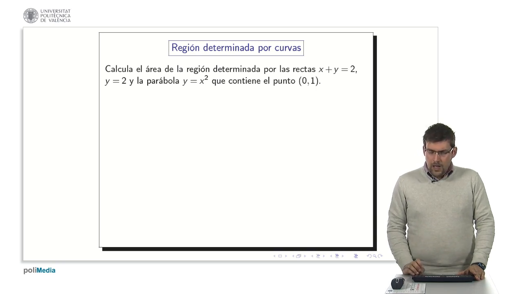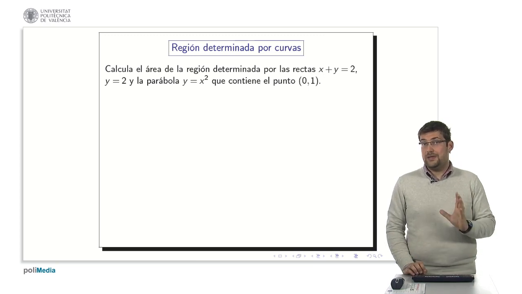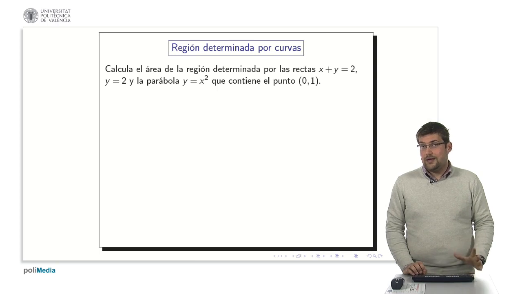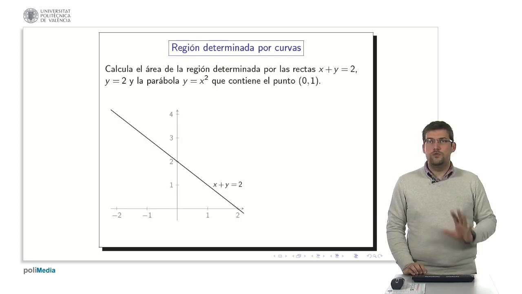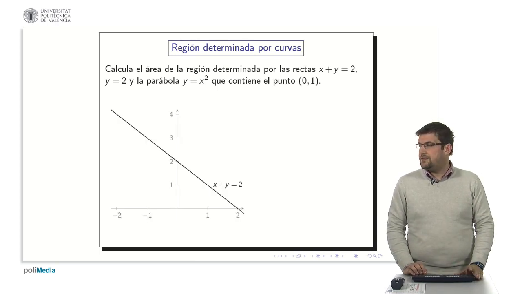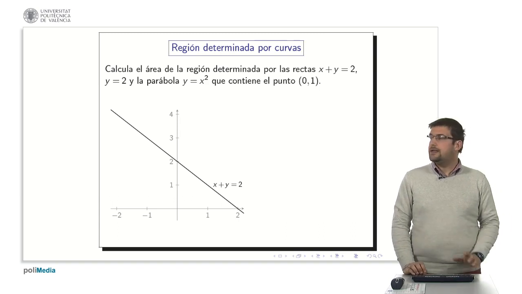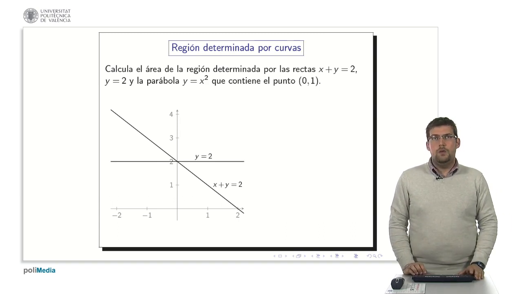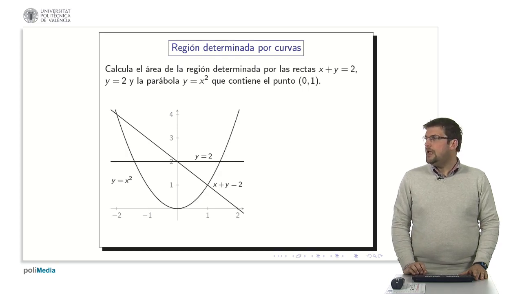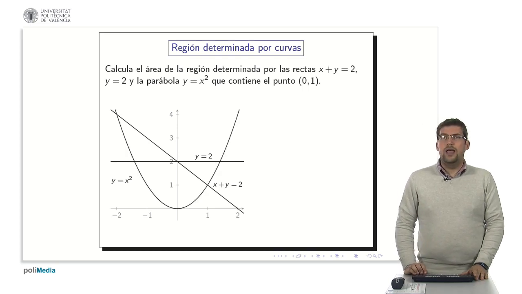In order to calculate this area, we first need to determine precisely which region we want to study. To do that, on a Cartesian plane, we plot the graphs of the functions. In this case, first we have the line x plus y equals 2. Then the line y equals 2, which is the second one, and finally the parabola y equals x squared.